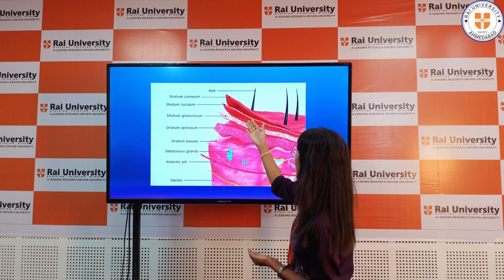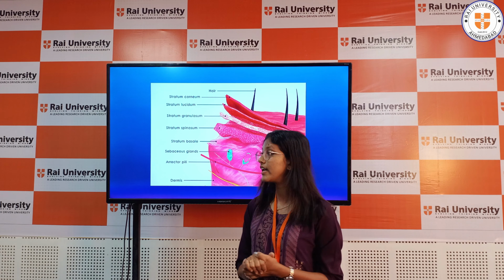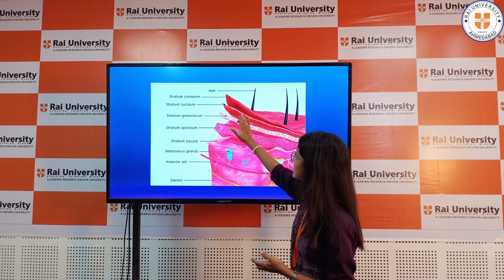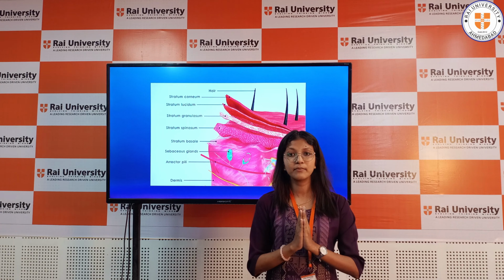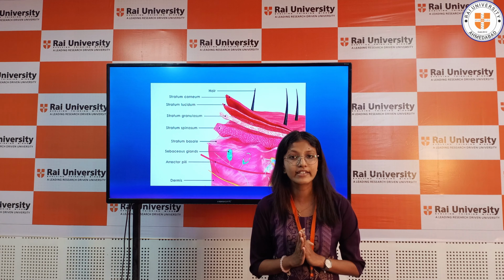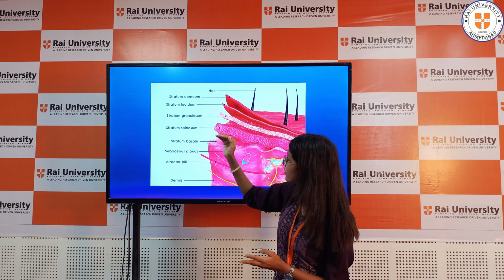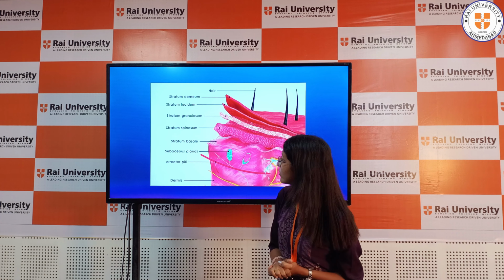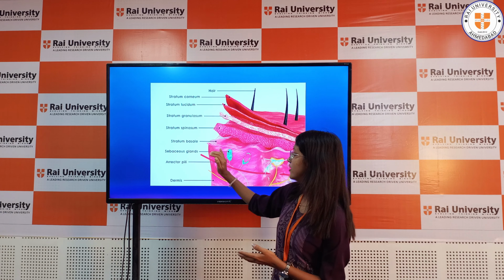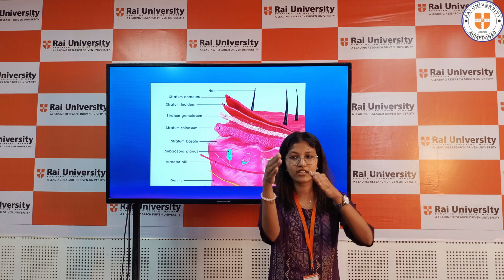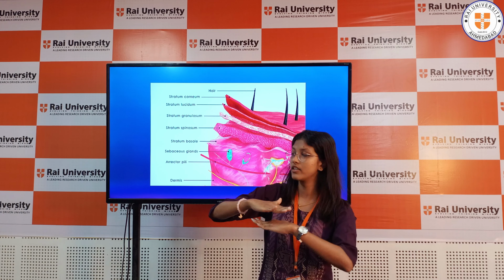So coming to the epidermis. First of all, I have to explain the epidermis. Epidermis has mainly five layers. The outer layer is the stratum corneum. Second one is stratum lucidum. Third one is stratum granulosum. Fourth one is stratum spinosum, and the fifth one is stratum basale. Stratum basale is the layer which separates our epidermis and the dermis.